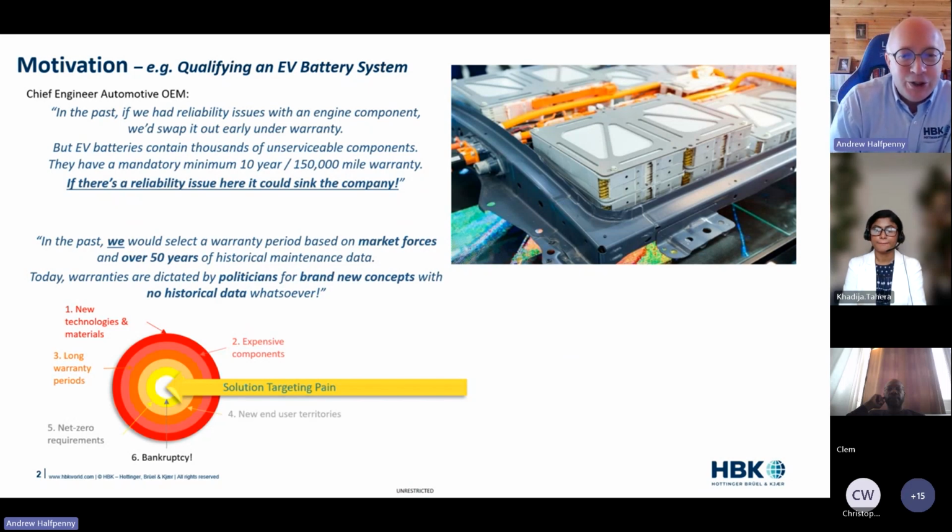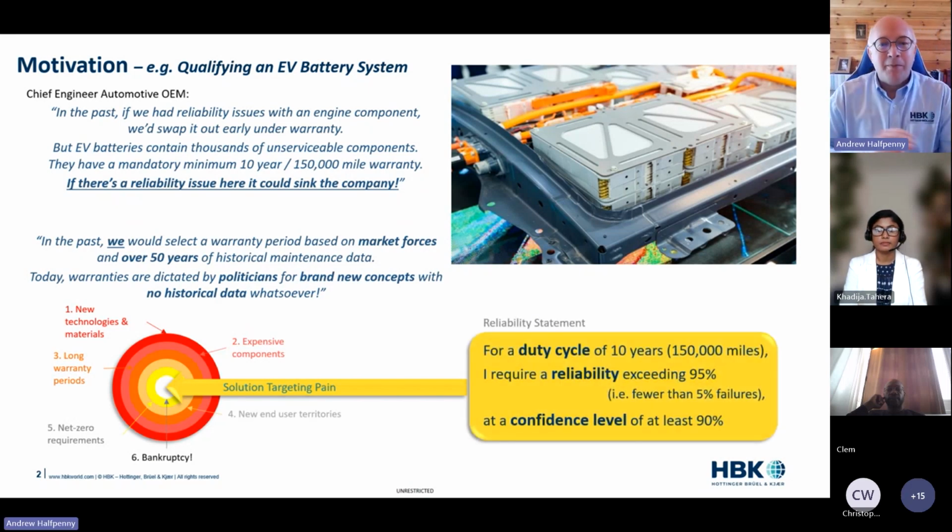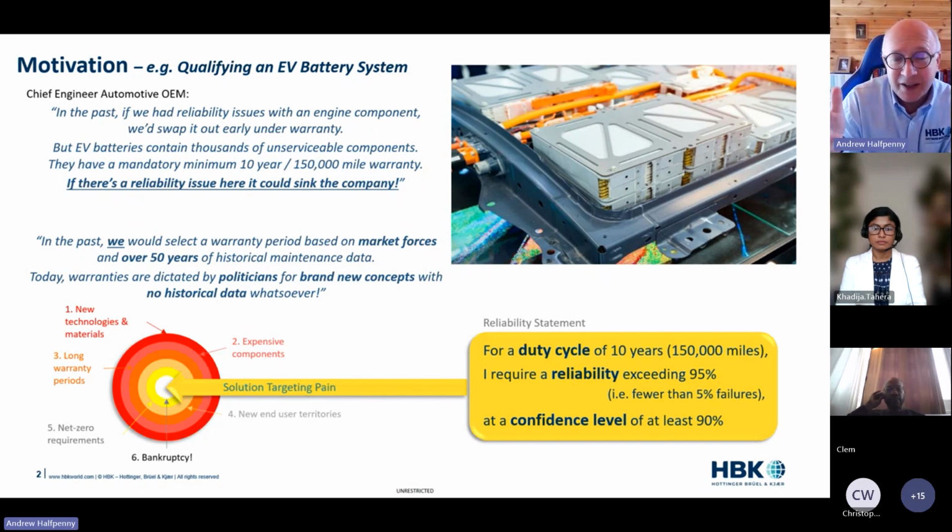So what does the solution look like? Well, my friends who work in reliability put it this way: for a duty cycle of 10 years, I require reliability exceeding 95% at a confidence level of at least 90%. And I really like this statement. It's got three parts. First of all, the duty cycle. We're specifying how long we want the product to survive. In this case, we've got calendric aging, 10 years, or we've got a usage aging as well, 150,000 miles. So we've specified a period.